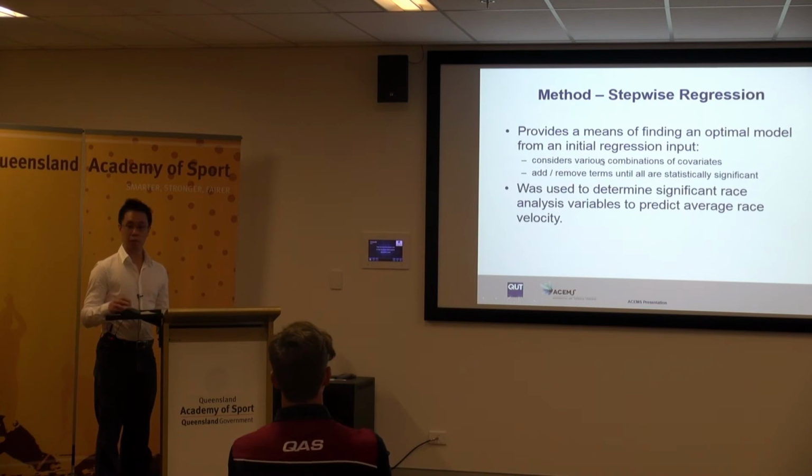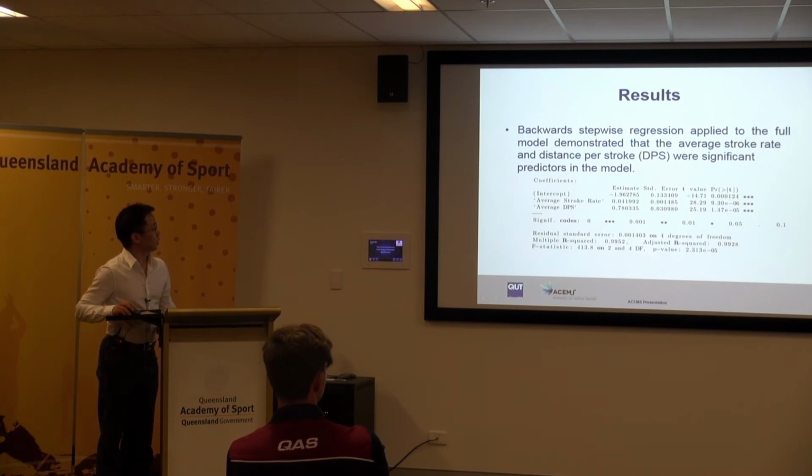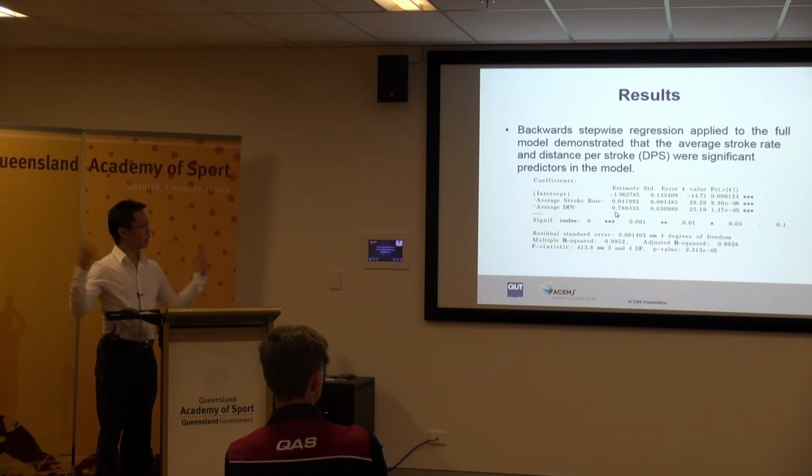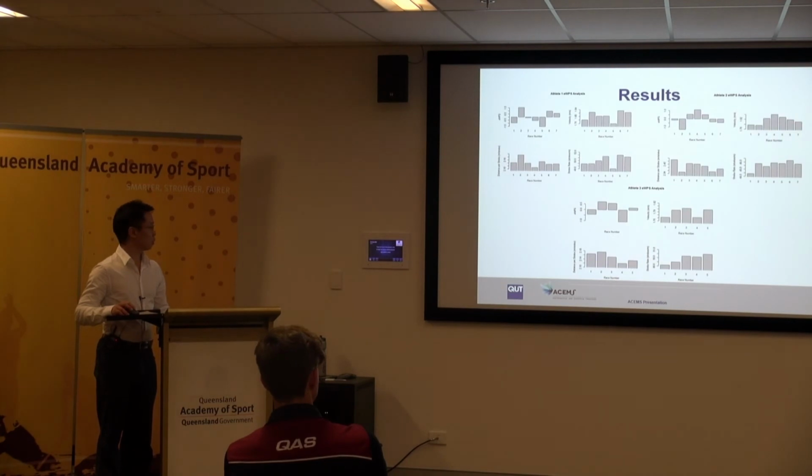He also applied stepwise regression to look at the most significant variables. He found the average stroke rate and the average distance per stroke were very highly significant. Interestingly, the coefficient for the distance per stroke in predicting velocity had a much higher impact than the average stroke rate. He plotted the residuals as before. I won't go into the details of this.